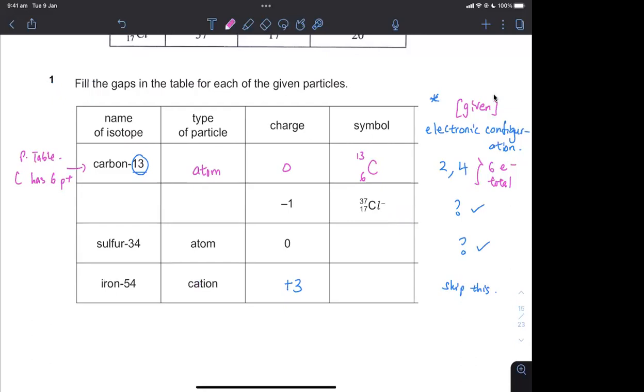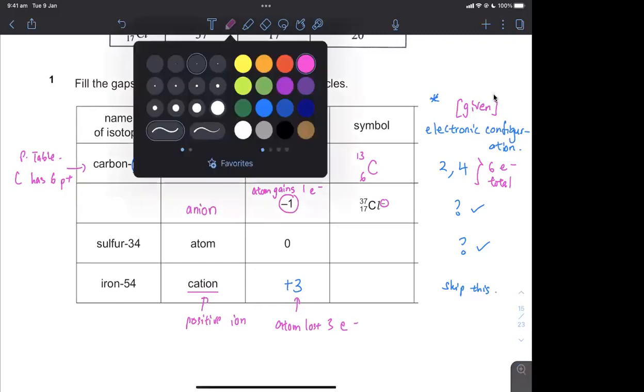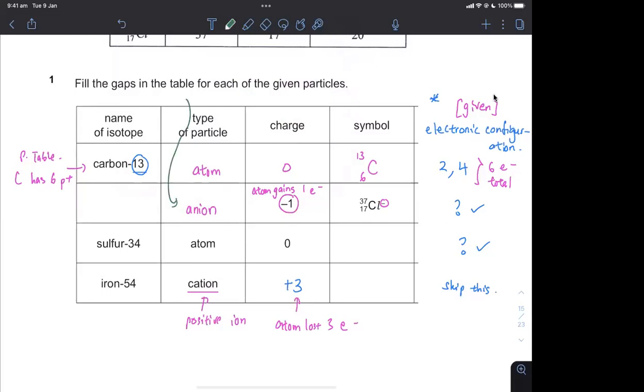This is a Cl with a -1 charge. That means the atom gains 1 electron. Because you have 1 more electron than the protons, you get an overall -1. This thing, cations, is what you call a positive ion. Positively charged ions, you get a positive charge there because the atom has lost 3 electrons. So this thing here is what you call an anion. Anion is basically another name for a negative ion.